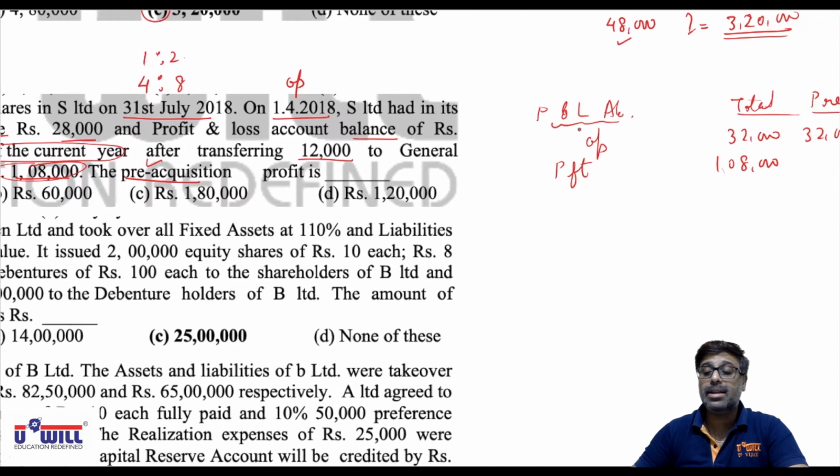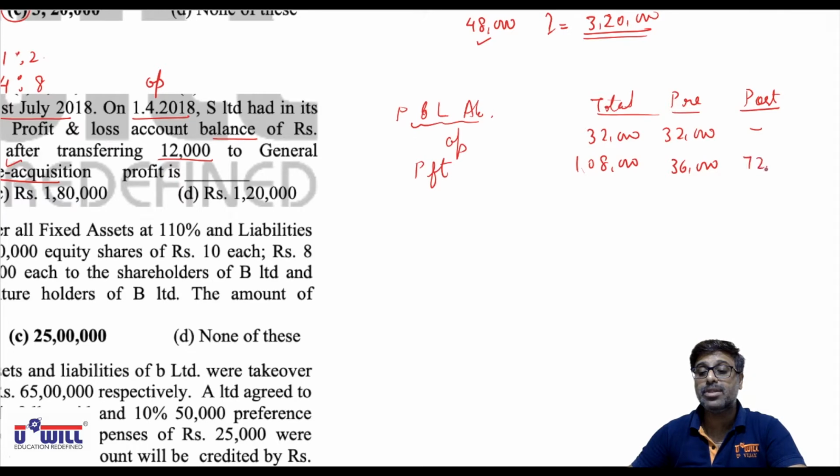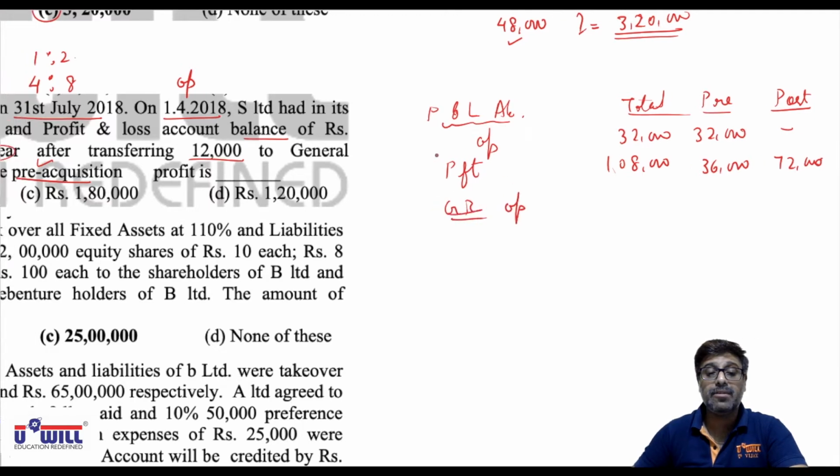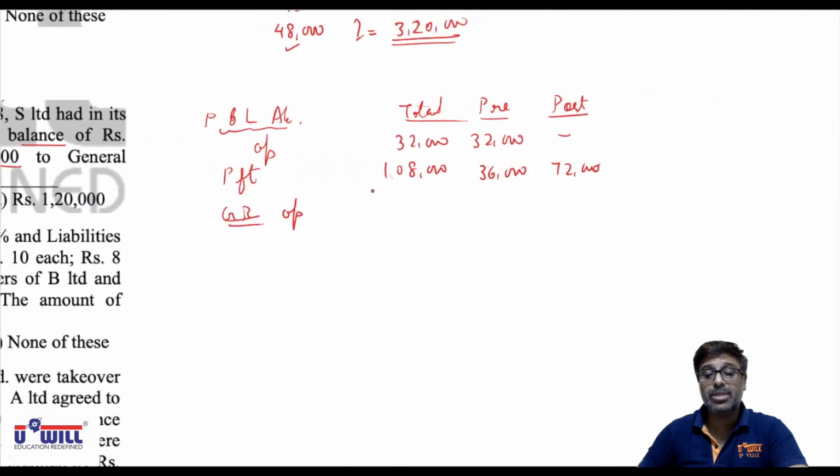So 1,08,000 into 1/3, 36,000. And 1,08,000 into 2/3, that is 72,000 is post acquisition profits. Now similar calculations we make for general reserve. What is the opening balance of general reserve? 28,000. That will entirely go in pre-acquisition period.